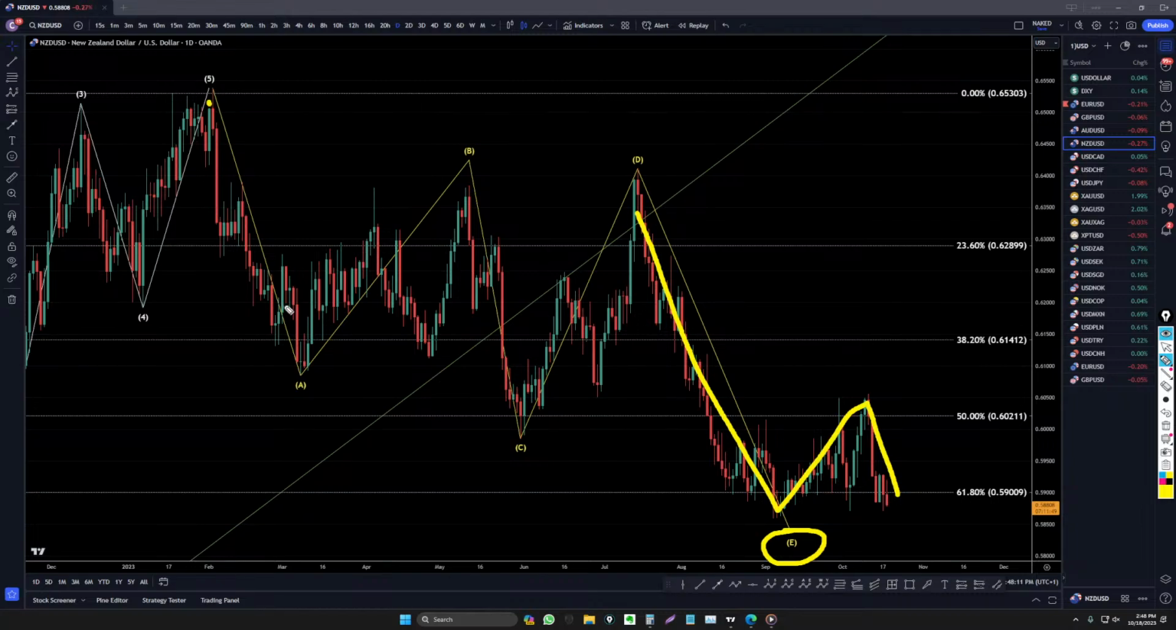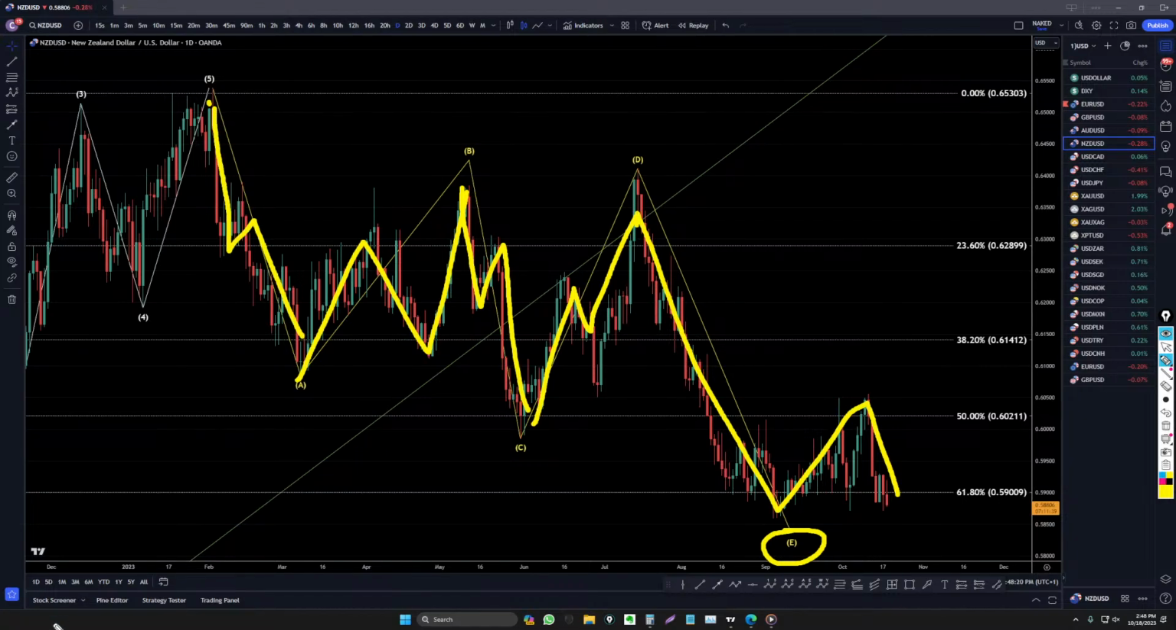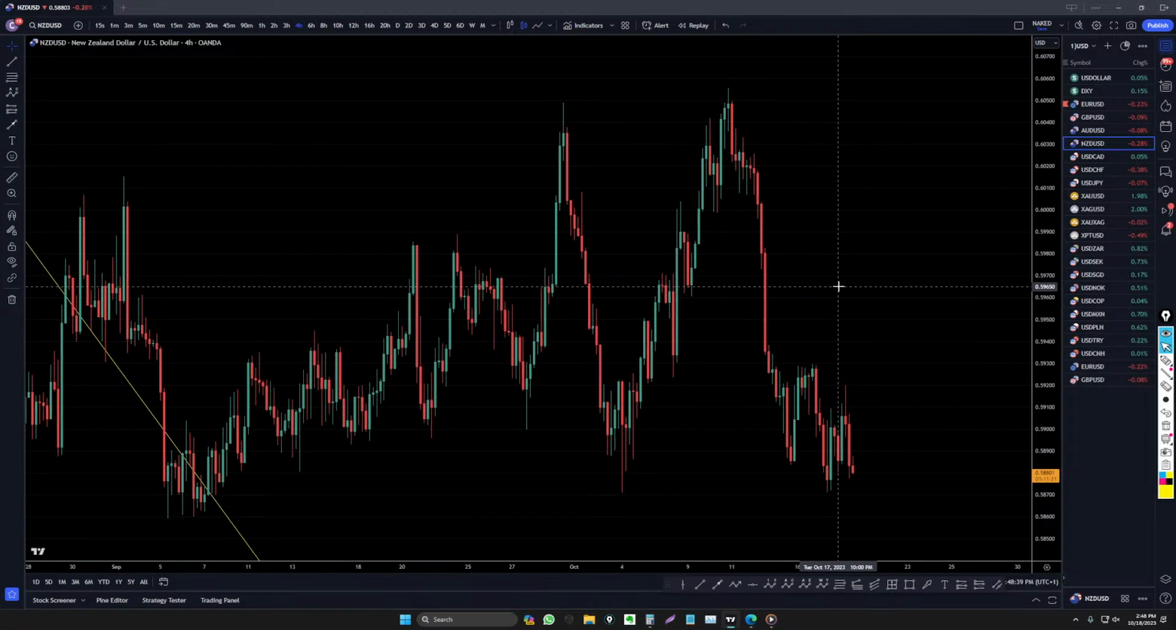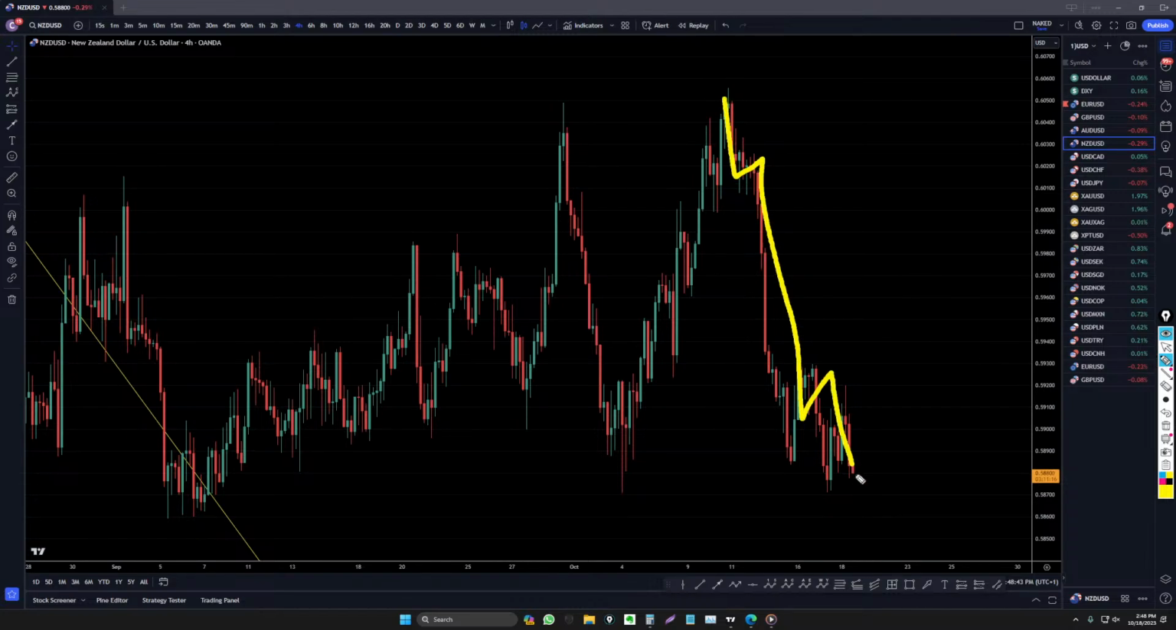The wave A should be a series of 3-wave patterns. 1, 2, 3, 1, 2, 3, 1, 2, 3. I mean, even right here, 1, 2, 3. So it definitely is fitting the pattern of being an A, B, C, D, E, but it's not turning, is it? It is at the 61%, but in order for me to know this is over, I would have to actually see it turn. I would have to see a break of structure to the upside. Definitely do not have that yet, do we? Even on the 4 hour time frame, we definitely don't have a break of structure. I mean, it looks like a 1, 2, 3, 4, 5.